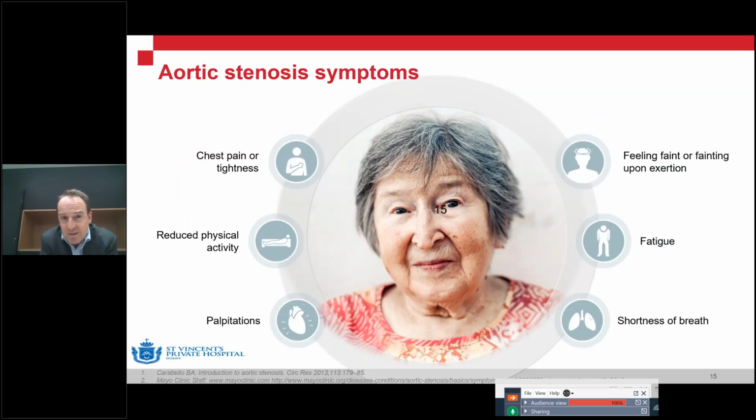This slide is very important. Aortic stenosis symptoms are not always easy to determine. The common ones that we would know about would be shortness of breath or chest pain or chest tightness, as well as feeling faint or feeling dizzy on exertion. But often we actually see patients with fatigue, reduced physical activity, or simply they've noticed that they just aren't as energetic as they were before, and occasionally patients can complain of palpitations.